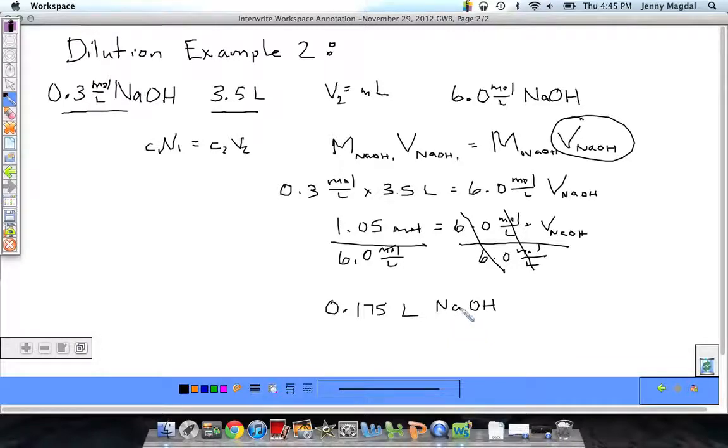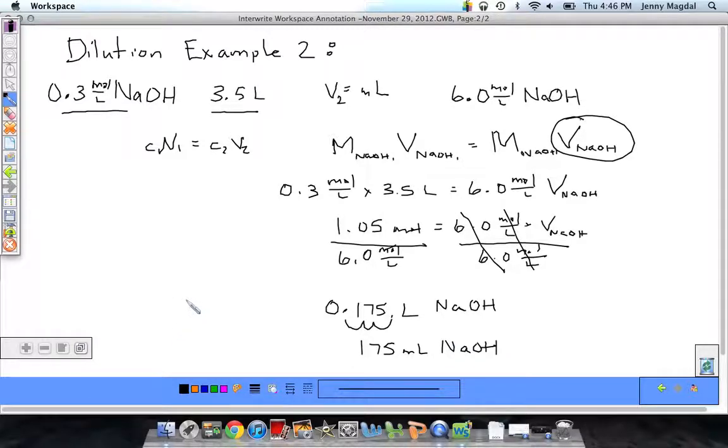Well, again, it's hard for me to measure this out this way, so I need to figure out my volume in milliliters, which just means I need to multiply by 1,000, which also just means I need to move my decimal place 3 times to the right. So this is 175 milliliters of NaOH that I have to add 3.5 liters of water to, or approximately 3.5, until I have that total volume.